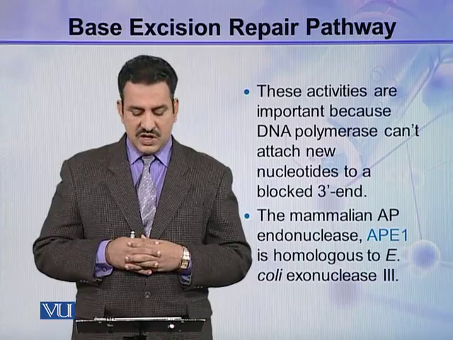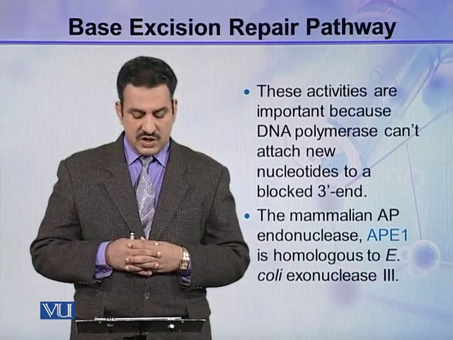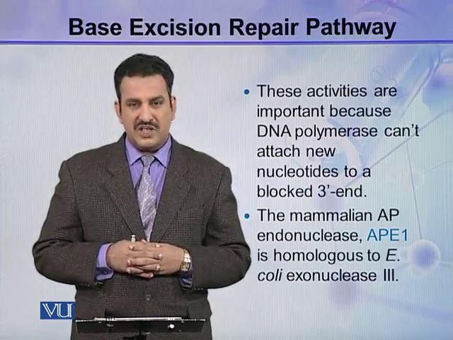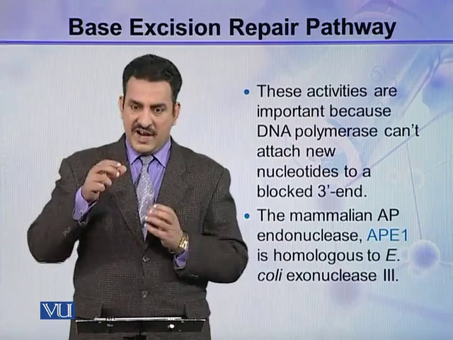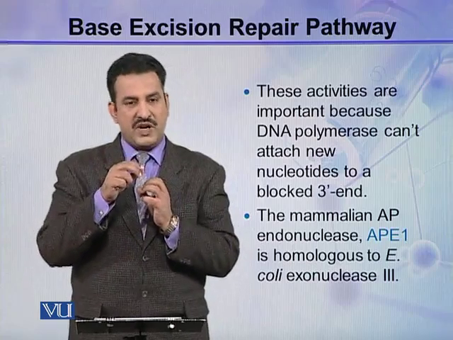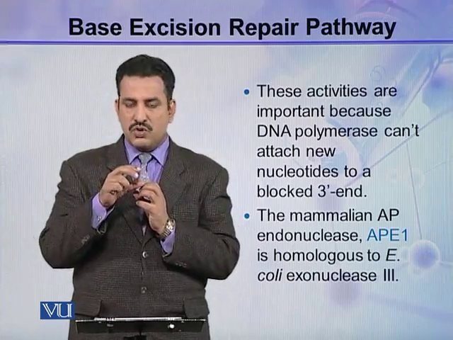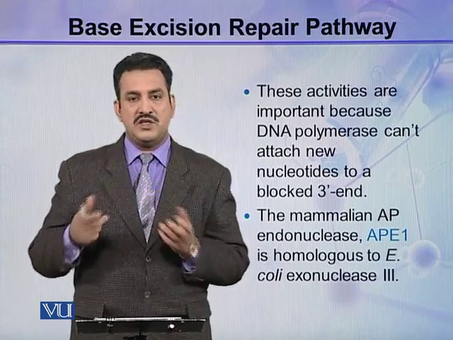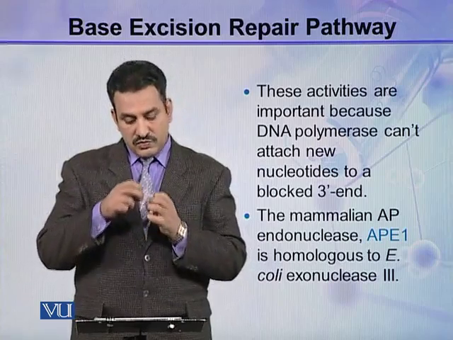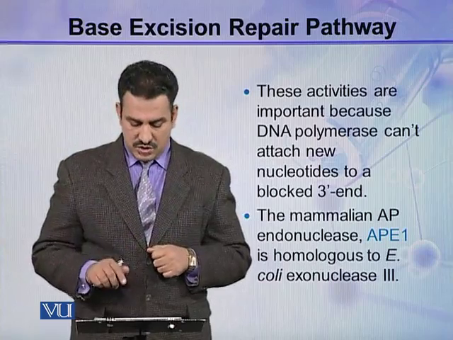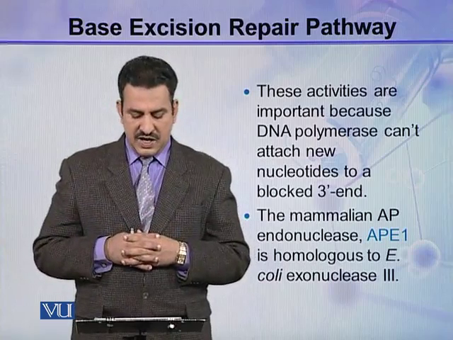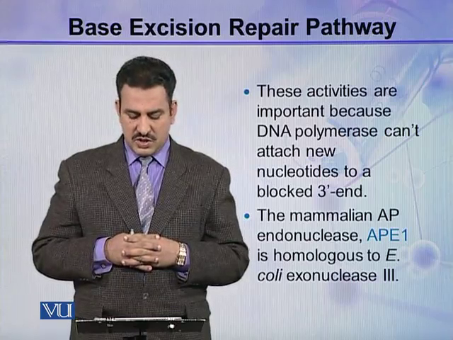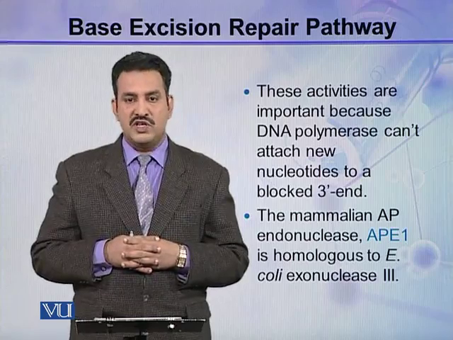These activities are important because DNA polymerase cannot attach new nucleotides to a blocked 3' end, because this aldehydic group blocks the 3' end, and if this aldehydic group is present, new nucleotides cannot be attached here by the DNA polymerases. So the removal of this aldehydic group is essential. The mammalian AP endonuclease, which is APE1, is homologous to E. coli exonuclease 3.